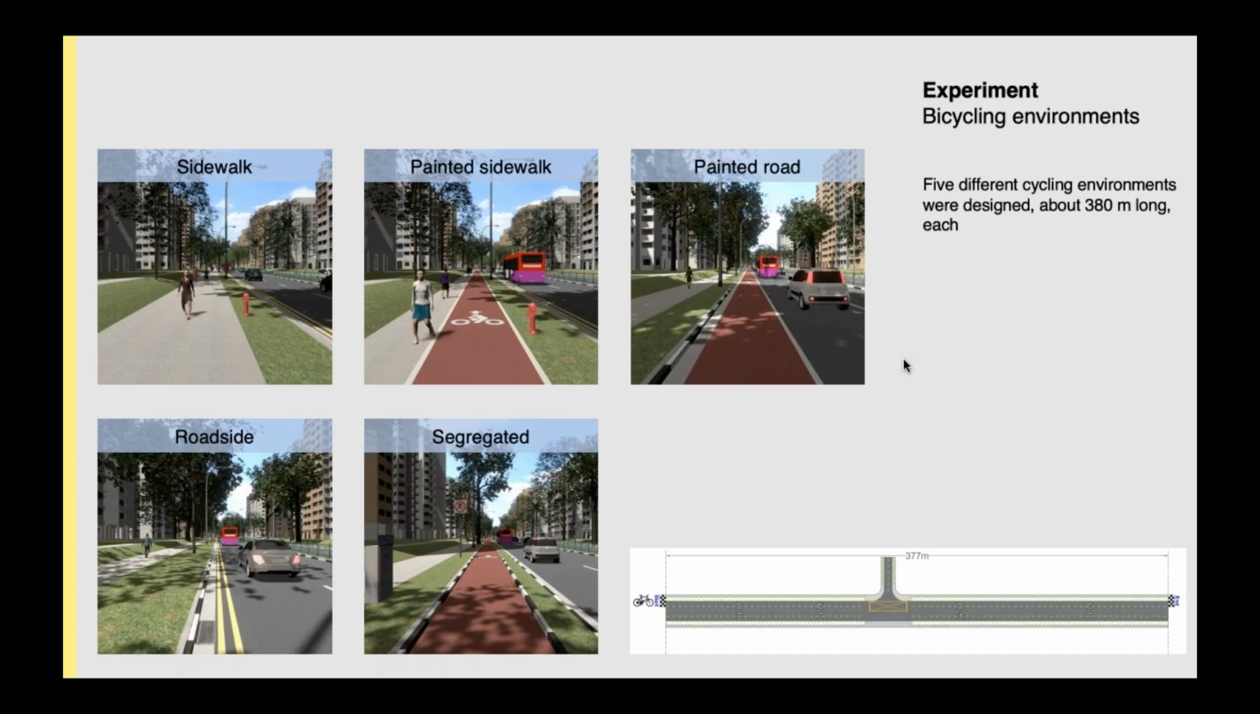The second one is the painted bicycle path on the sidewalk. All the dimensions are the same. The number of the pedestrians are the same. Everything is the same except for the painted bicycle path on the sidewalk. We have painted bicycle path on the road, roadside cycling, and segregated bicycle path.